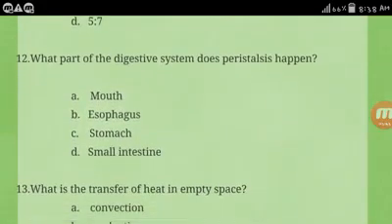In what part of the digestive system does peristalsis happen? Peristalsis is the contraction of the muscles of our esophagus, and that will bring down the bolus. Bolus is the food that we chew, and when we swallow it, the whole ball of it is what we call bolus. And that is in the esophagus. Peristalsis happens in the esophagus, letter B.